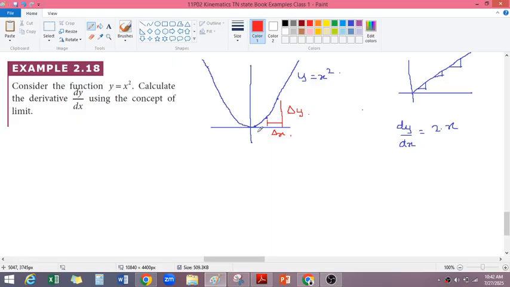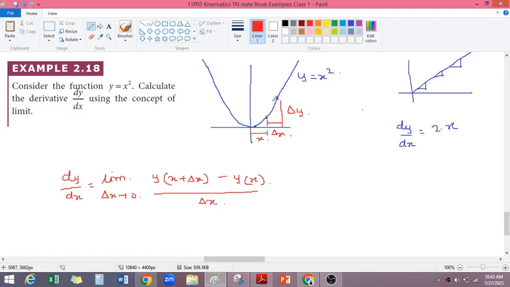So as we said in the previous discussion, this location is x, and this location is x plus delta x. So dy by dx is equal to the limit as delta x tends to 0 of y of x plus delta x minus y of x, divided by delta x.